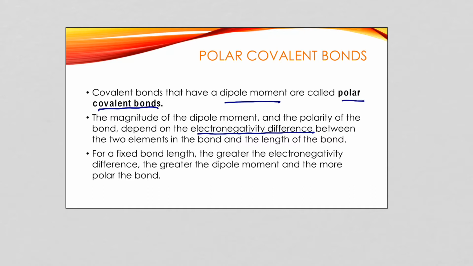And so if we think about bonds that are of the same length, because of course the length of the bond has some effect here, and the length of the bond will vary depending on how big the atoms are, but again, we're not going to get into that level of detail. So if we just think about all bonds as being basically the same length, we can look at just the difference in electronegativity to determine how polar the bond is.